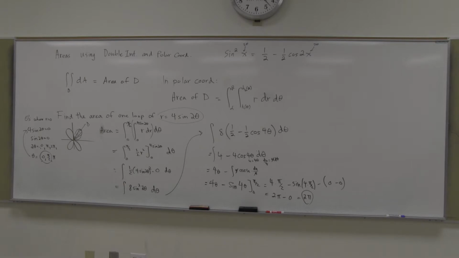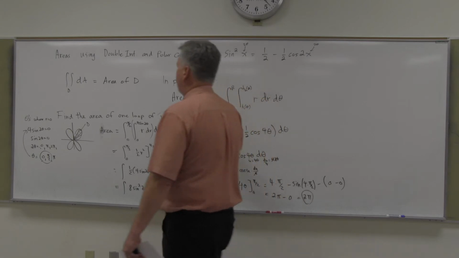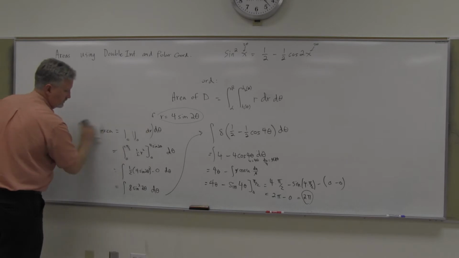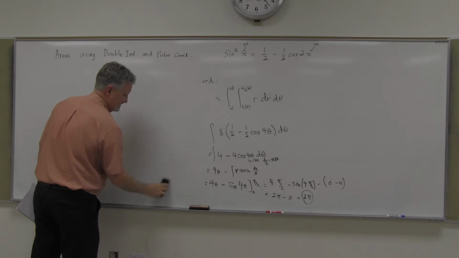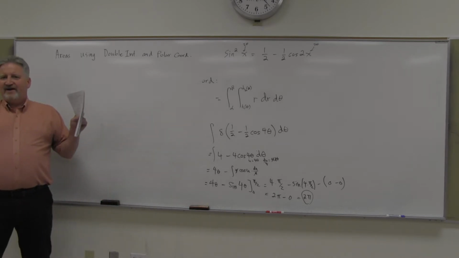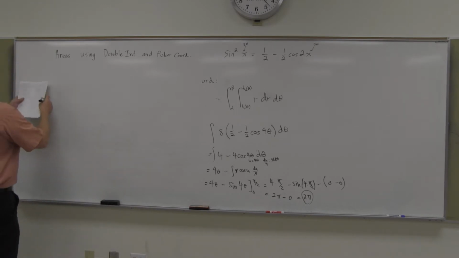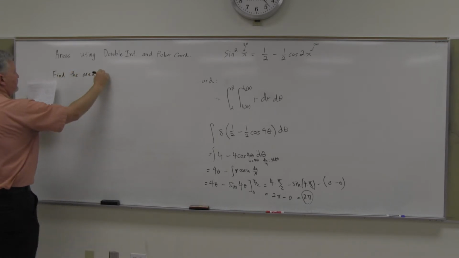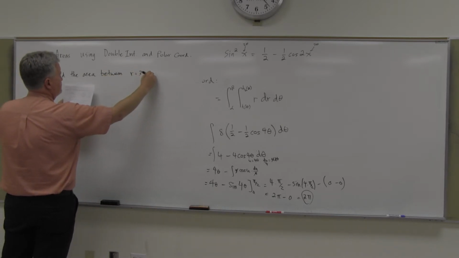All right, one other one we did, there's no further thoughts on that. Was the area between two curves, polar curves. All right, so let's find the area between r equals 3 plus 2 sine theta.